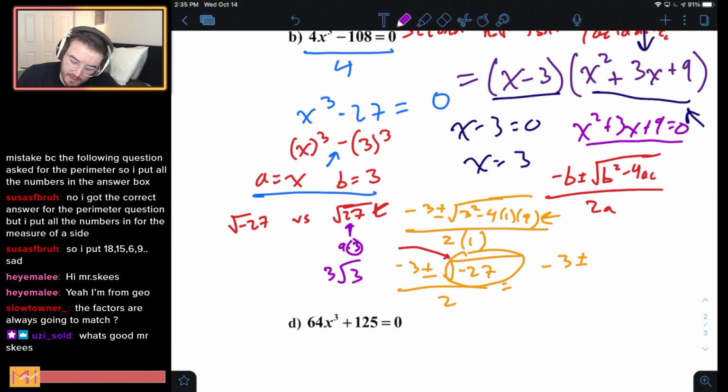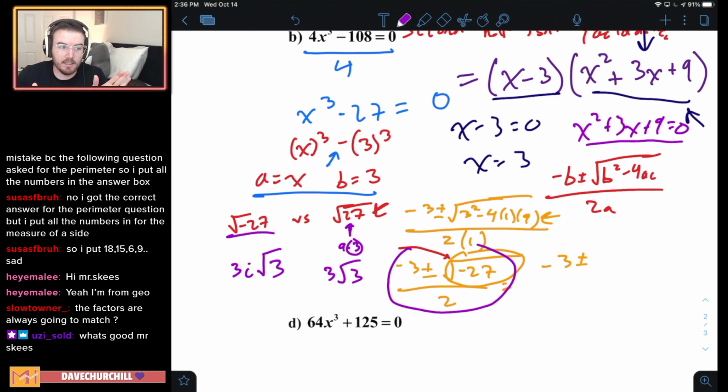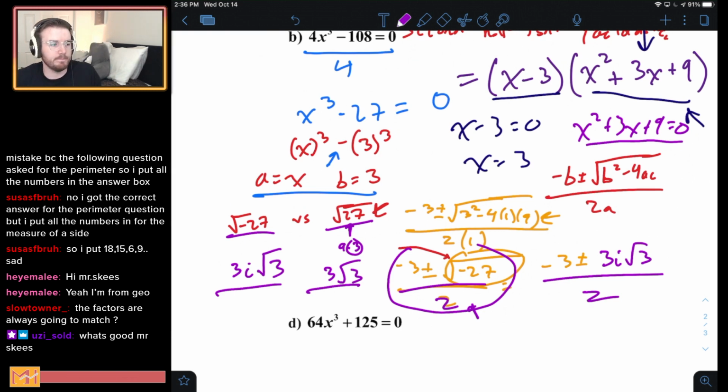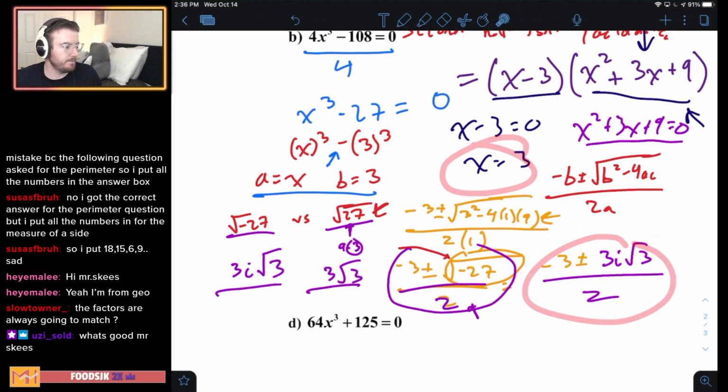So, in the end, the square root of negative 27 is 3i root 3. I don't mean to lose you or to overcomplicate it, but you're nearly at the end. I want to simplify that square root, and I'm left with 3i root 3, and then don't forget it's all over 2. And there's our 1, 2, 3 solutions.